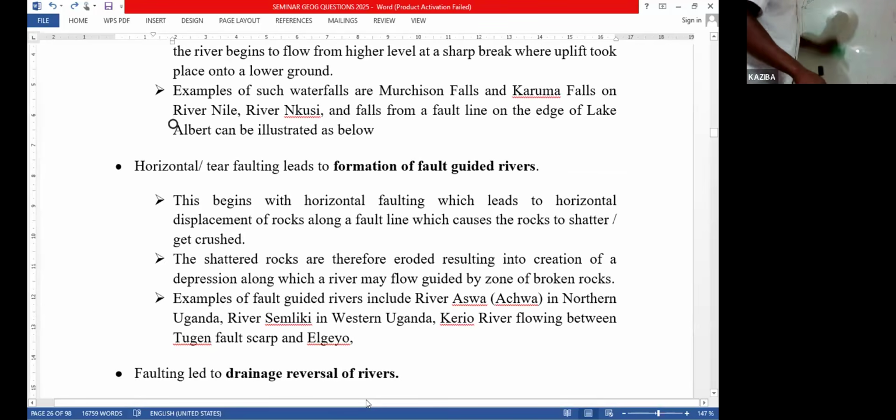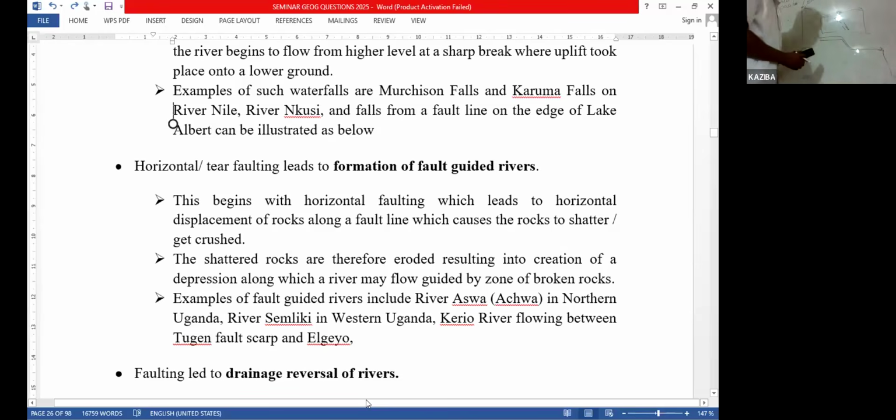Vertical faulting is where you have, for example, this, now the river is flowing on top of this. Then all of a sudden faulting occurs, and this place goes down and this one goes up, so we shall have this kind of thing. Now this river which was flowing like this will be forced to change, so this is what we call vertical faulting.